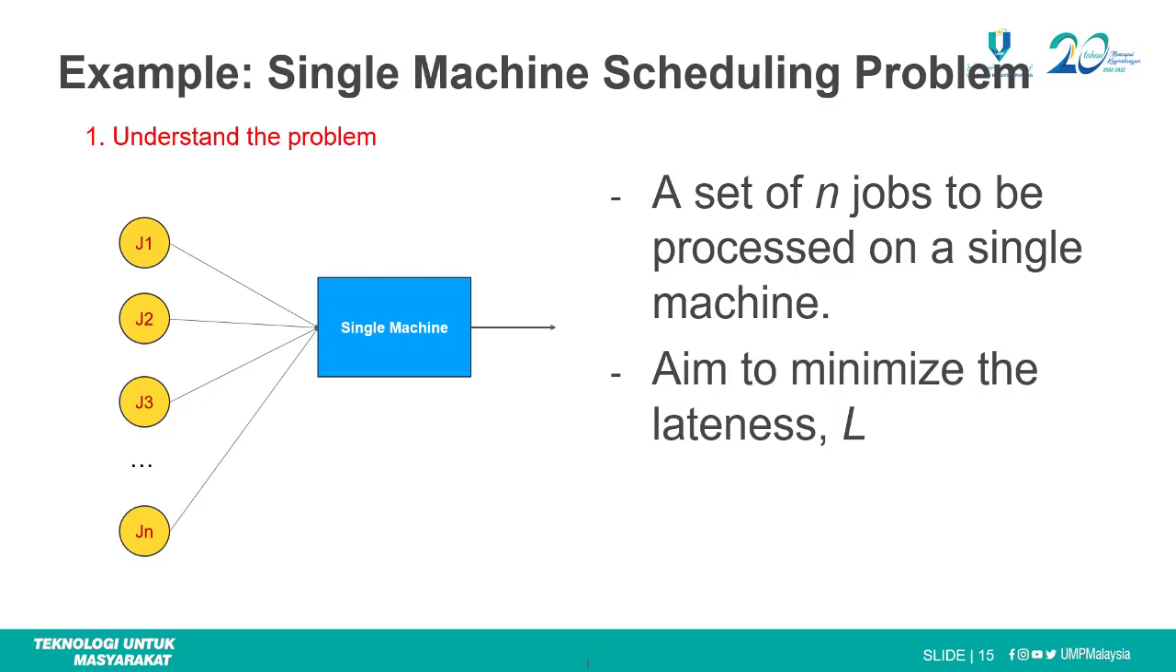So in the first step, we try to understand the problem. So we have a set of n jobs to be processed on a single machine. So the aim or the goal of the problem is to minimize the lateness. Okay, we want to minimize the lateness in processing or in the delivering. So that is how we understand the problem.